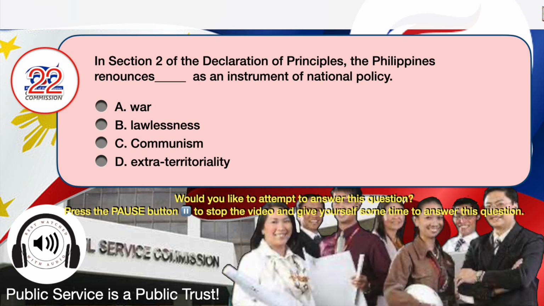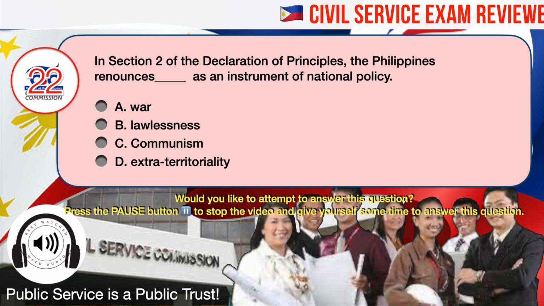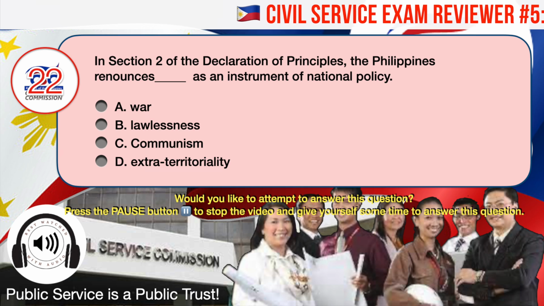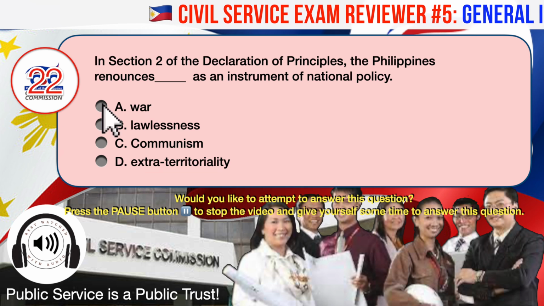Question number 22. In Section 2 of the Declaration of Principles, the Philippines renounces blank as an instrument of national policy. A. War. B. Lawlessness. C. Communism. D. Extraterritoriality. The answer is A. War.